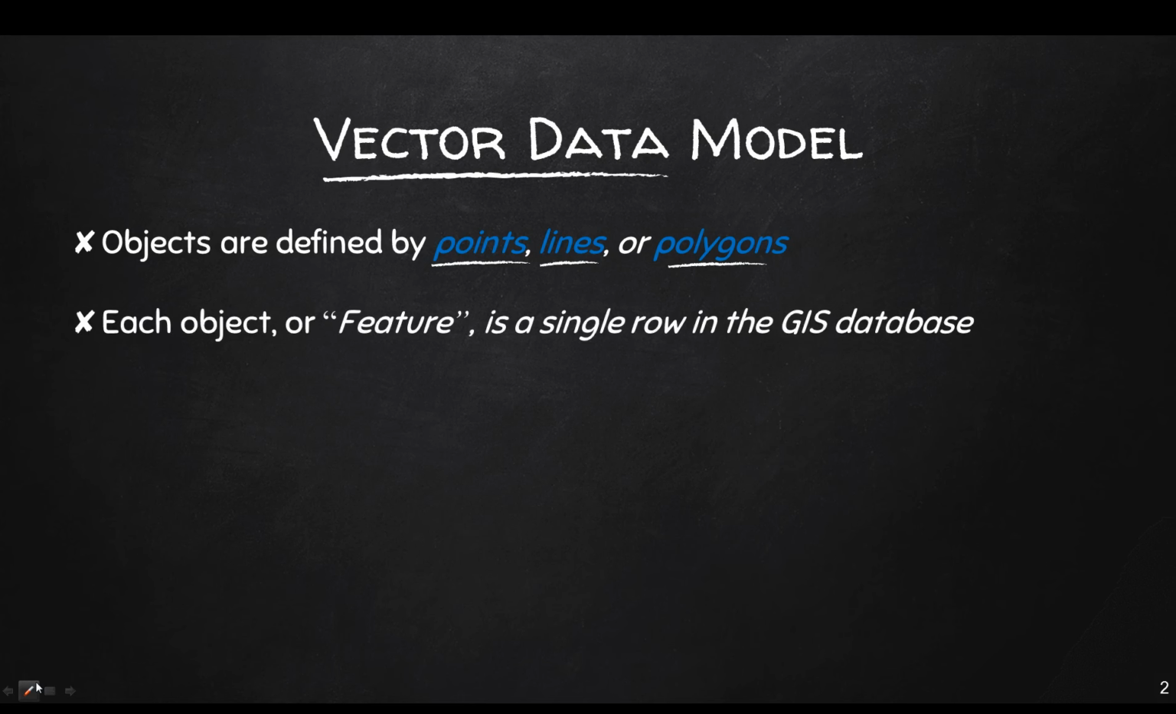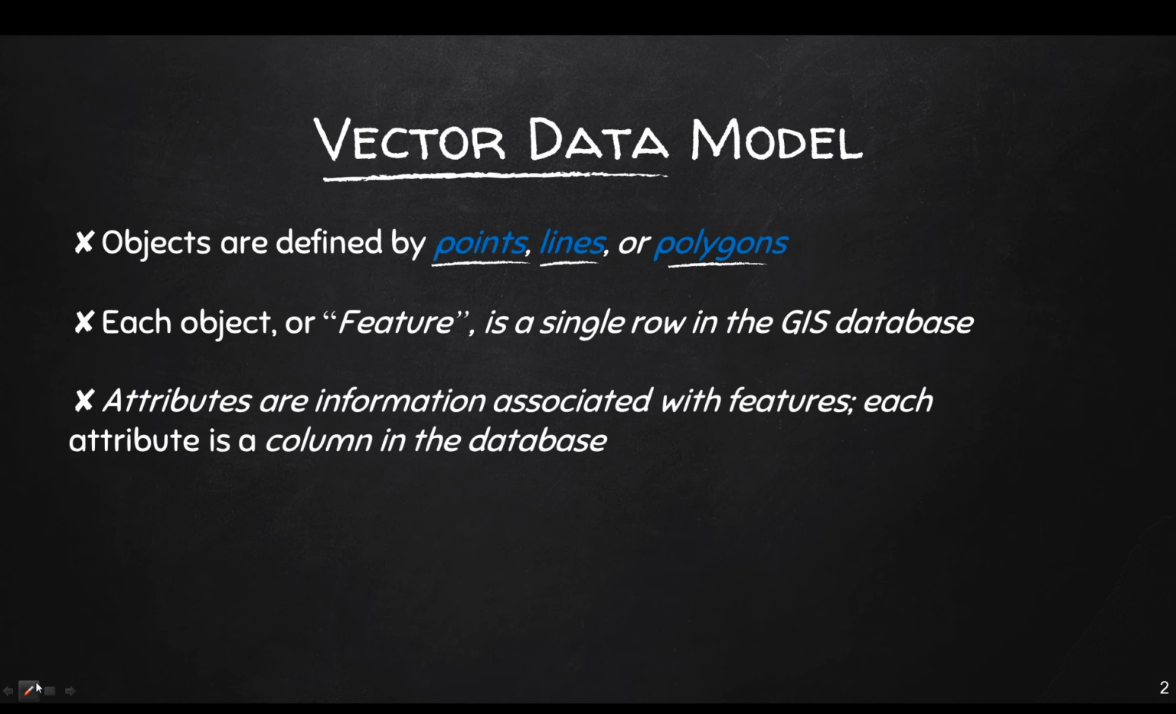Each object or feature is a single row in a GIS database, and we'll look at that coming up. And then their attributes are information associated with features, and each attribute is a column in a database. So for example, in terms of attributes, if we had a point and it was a fire hydrant, we could have maybe an identifying number associated with that fire hydrant. We could also maybe have when it was last serviced, does it need servicing, and so forth. So those would be attributes about the point.